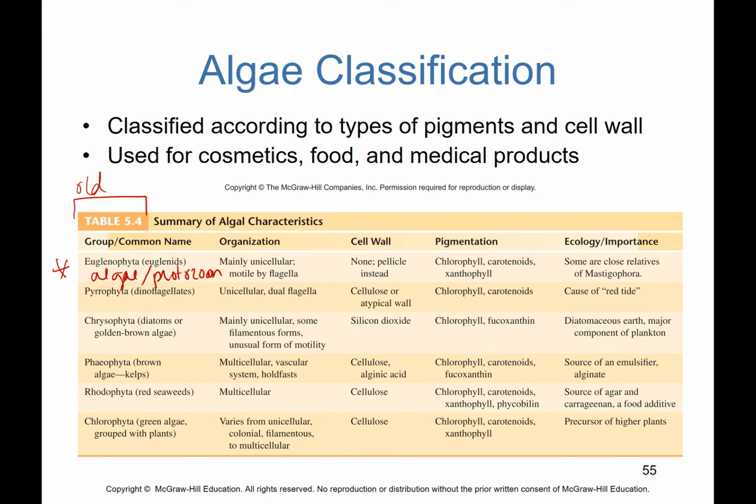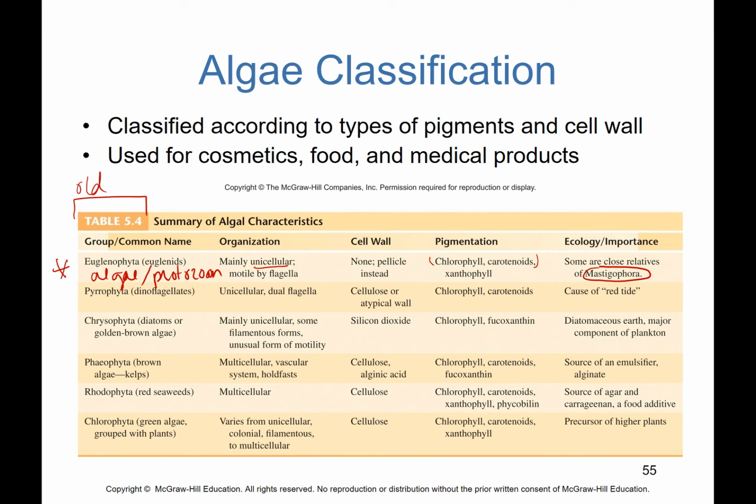There are some members of this group that are really closely related to the Mastigophora, which is a group of protozoans. So these organisms are both photosynthetic, but they can also eat other organisms. So they can be autotrophic and heterotrophic. Mostly unicellular. They have flagella, and basic chlorophyll pigments and carotenoids, which are red and yellow.